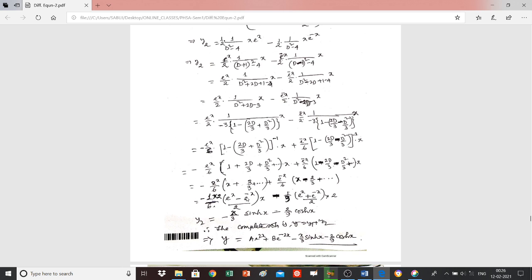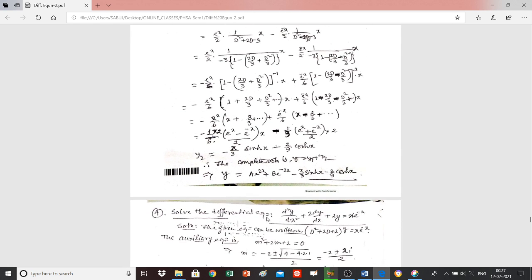Just these are the terms, and you can write these. So from here you can write that 1 by 6 into 2 into e to the power x minus e to the power minus x by 2 into x minus 1 by 9 e to the power x plus e to the minus x by 2, and you can write this in this way. So finally you obtain y2 is equal to this. So the complete solution is the complementary function plus the particular integral.